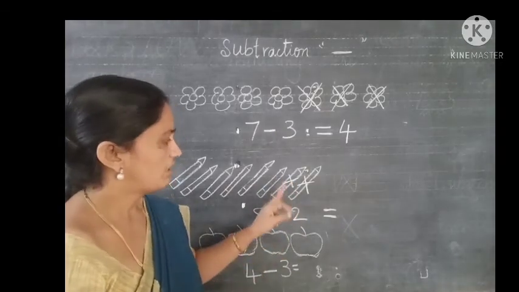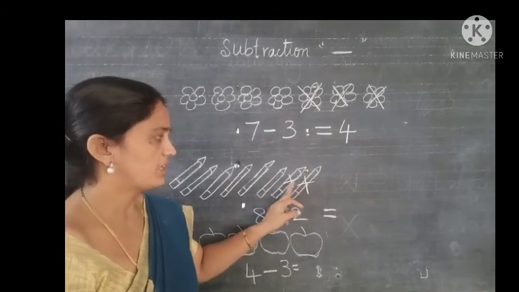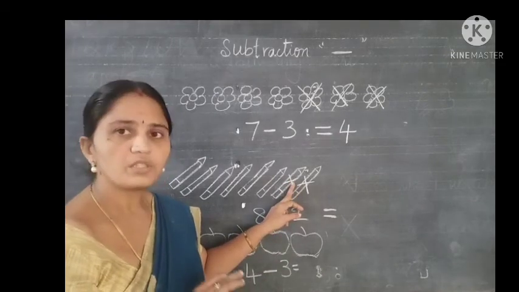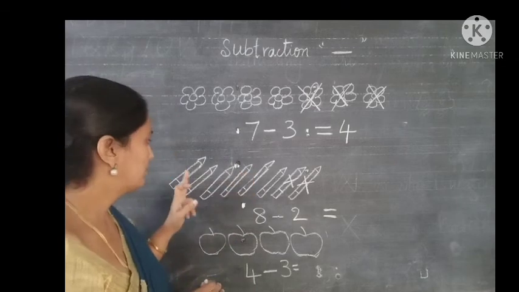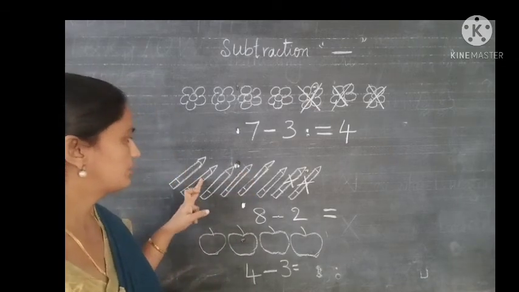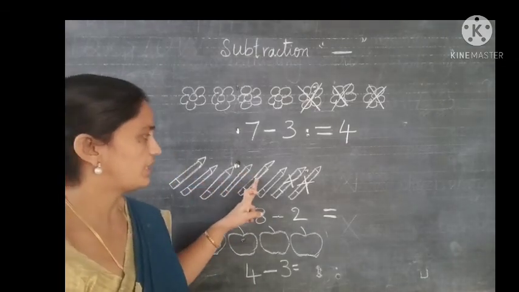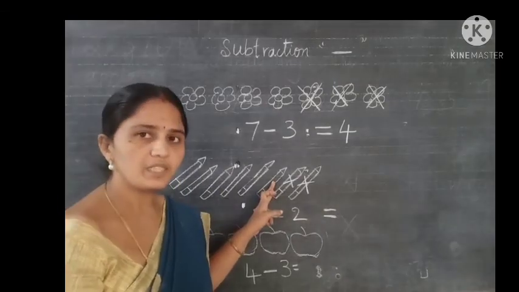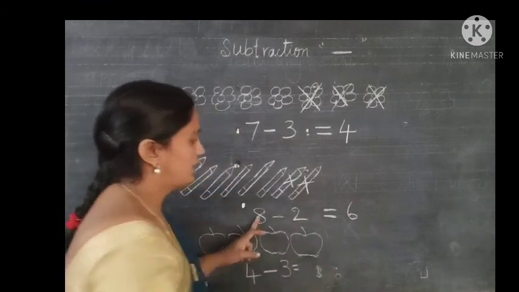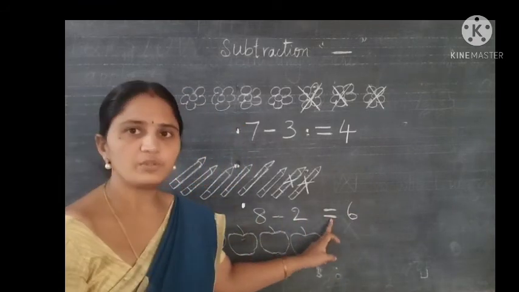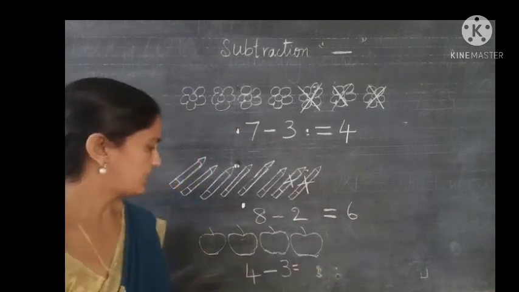From 8 we cross out 2 pencils. 1, 2. Don't count the crossed out pencils. Count the remaining pencils only. Again count: 1, 2, 3, 4, 5, 6. How many pencils are left? 6. 6 is the answer. 8 minus 2 is equal to 6.